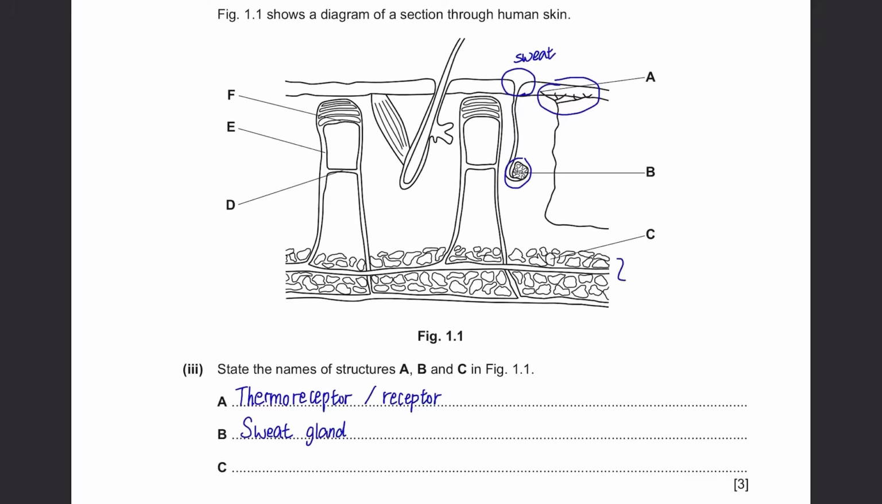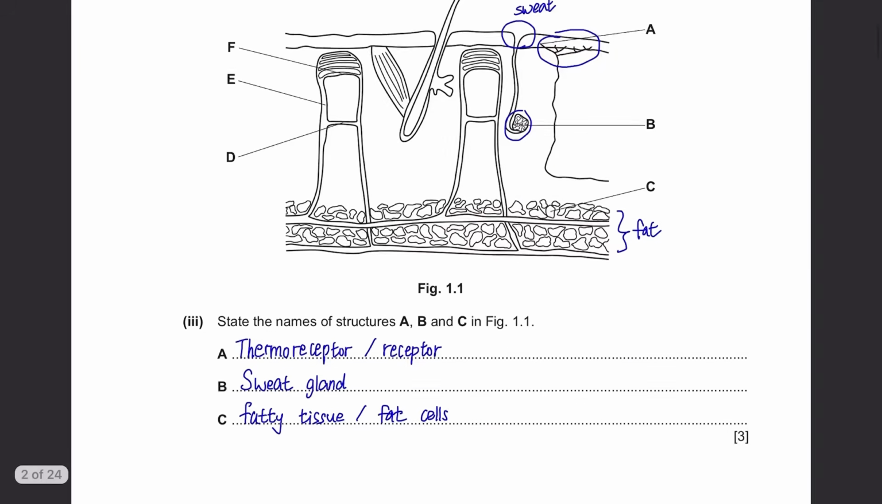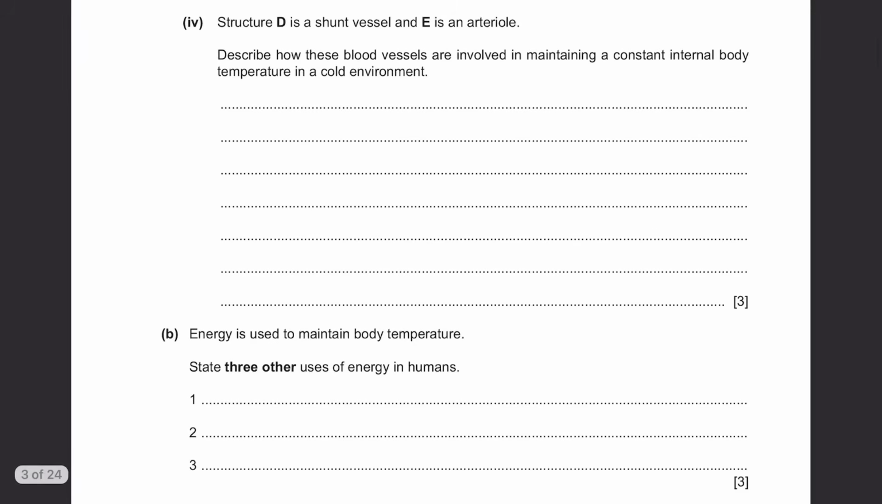C is here at the bottom of the diagram. There are many identical pieces like this. They're fatty tissues, or you can say they're fat cells. Basically they form the layer of fat in your body. Structure D is a shunt vessel and E is an arteriole.